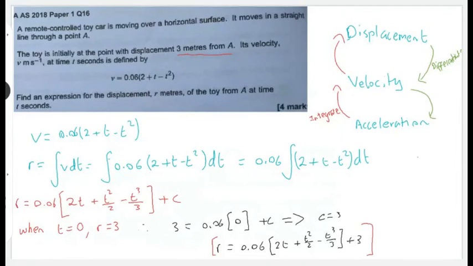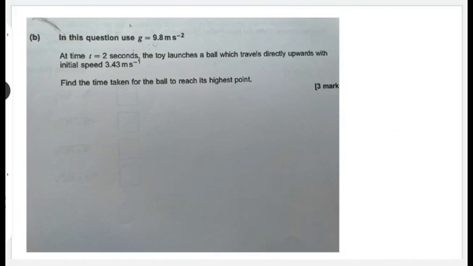Okay, so in this question, use g equals 9.8 meters per second squared. At time t equals 2 seconds, the toy launches a ball which travels directly upwards with initial speed of 3.43 meters per second. Find the time taken for the ball to reach the highest point. Okay. Does it even matter that this happened at time t equals 2 seconds? I was going to start incorporating horizontal movement. It's not going to change anything about the upward motion of the ball. So nope. Okay. Cool. So this is just a SUVAT question now.